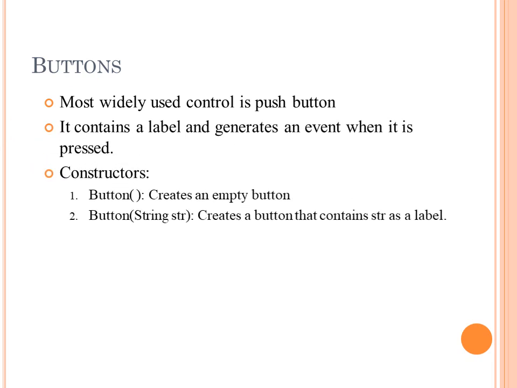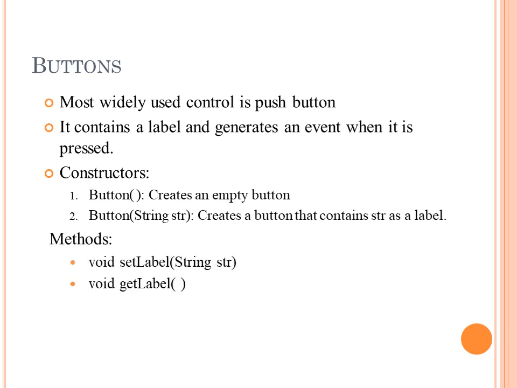Now let us see the constructors that are used for a button. First one is a button without any string inside it, so it creates an empty button. Second one is a button with a string str, so it will create a button that contains a string as a label inside the button.